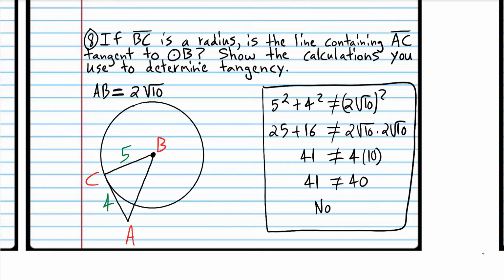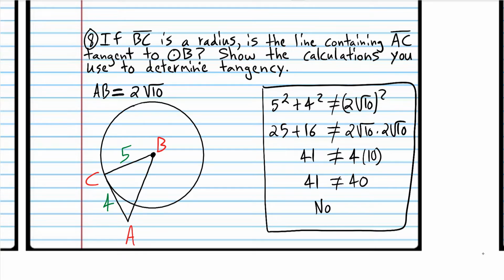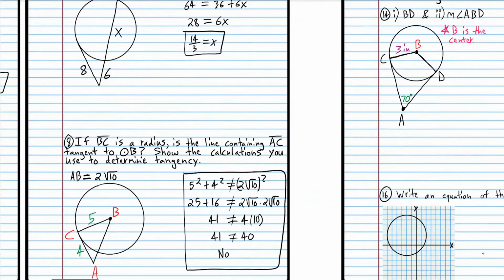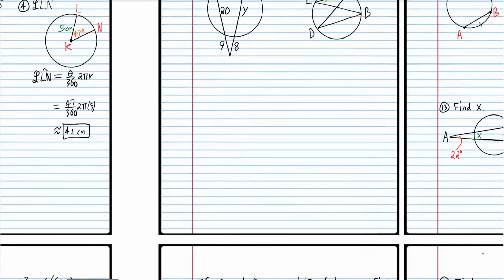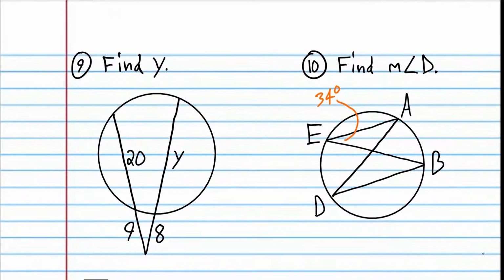Now it says here, show the calculations you use to determine tangency. That's these calculations here. That's all that I require. And of course you have to actually answer the question. The question is no. AC is not tangent to CB. All right, on to number 9. Go ahead and try number 9, and when you come back, we'll do it together.